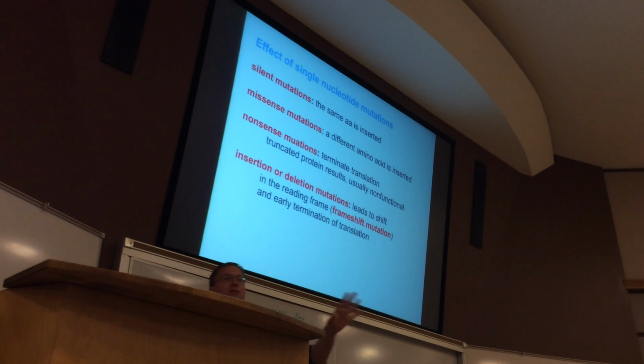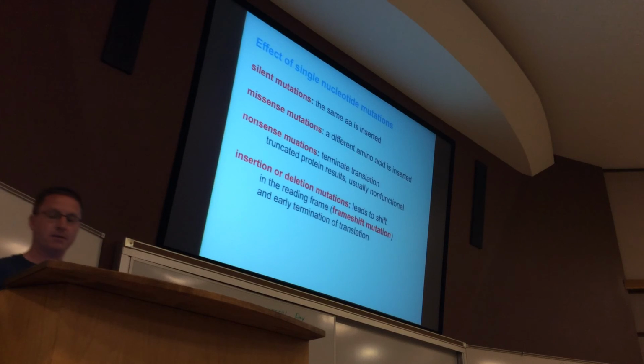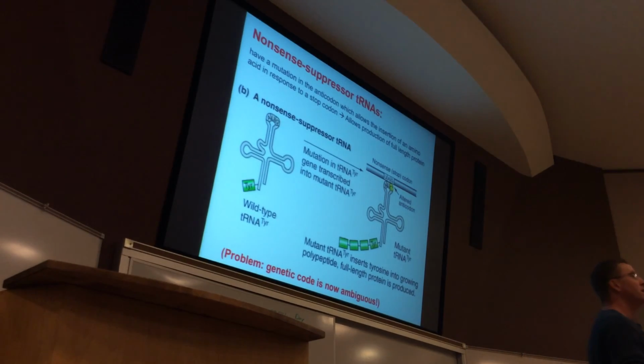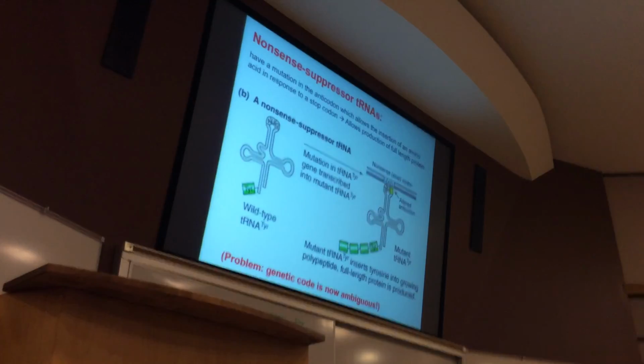All right, here's the biggest problem. These things are really important. This is a slightly different answer to your question, but it's the only one I have a slide for. So the question was, what happens if you take a stop codon and make it into a coded codon?